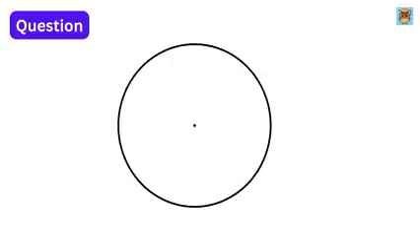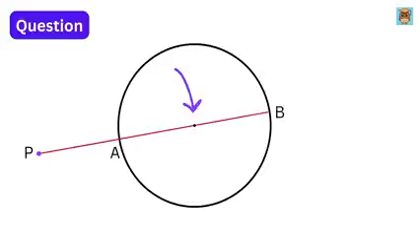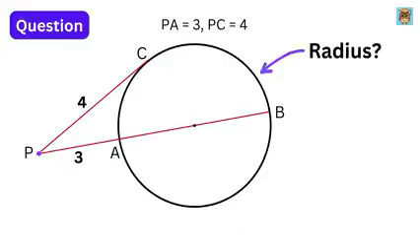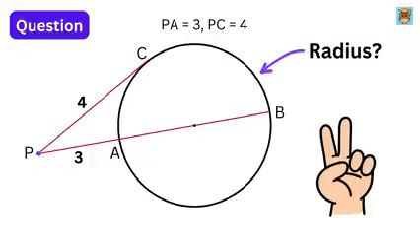Now suppose we have a circle and an external point, P, outside the circle. From P, we draw a secant line that intersects the circle at two points A and B, such that this secant line passes through the center of this circle. Then we draw this tangent, which touches the circle at C. Now, if PA is 3 units and PC is 4 units, then what will be the radius of this circle? We will solve it using two different methods.